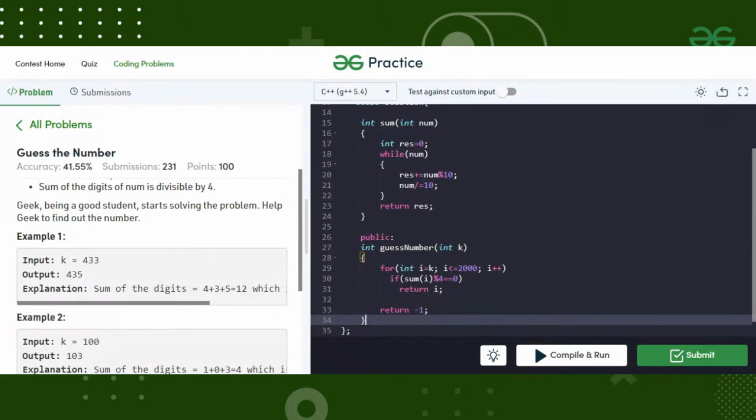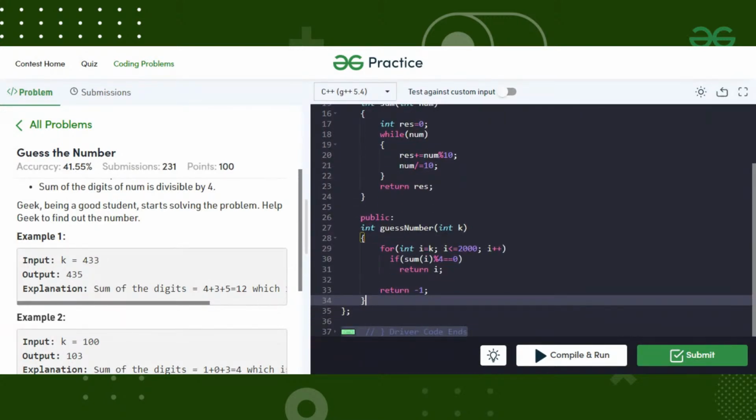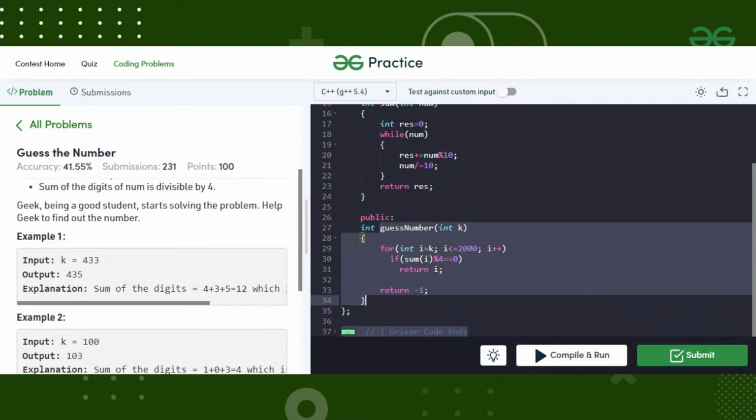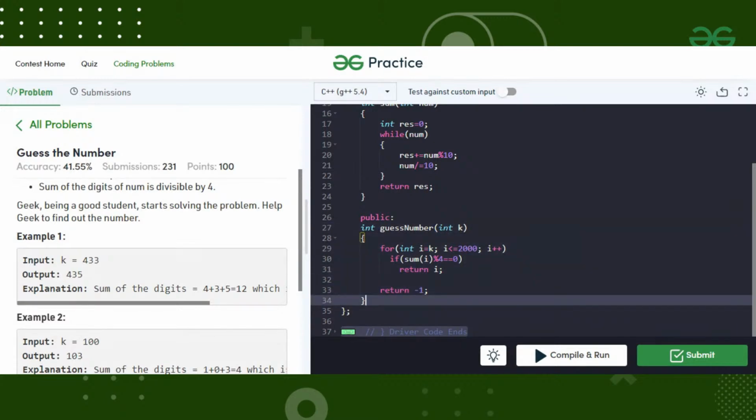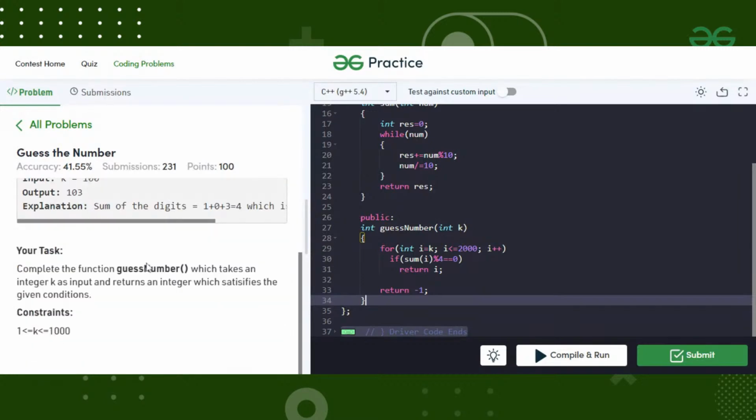So this is the code for the question. This is the function that is given to us. In it, we are starting our iteration from k, because we need the new integer to be greater than or equal to k. And we are iterating till 2000. Why 2000? Because the constraints are till 1000 only. So even if the last number is 1000, in the range till 2000 you will get your answer.